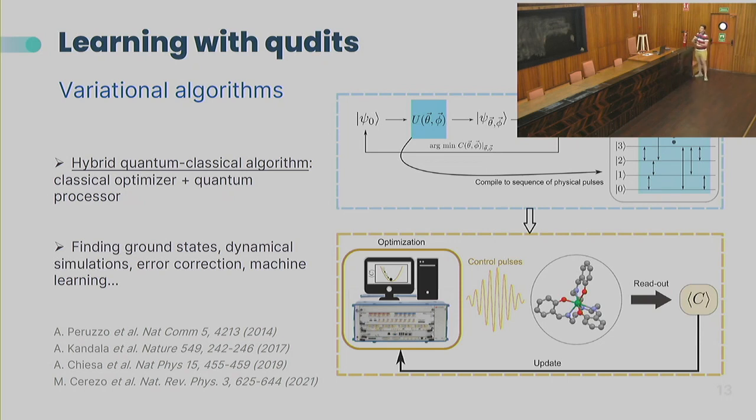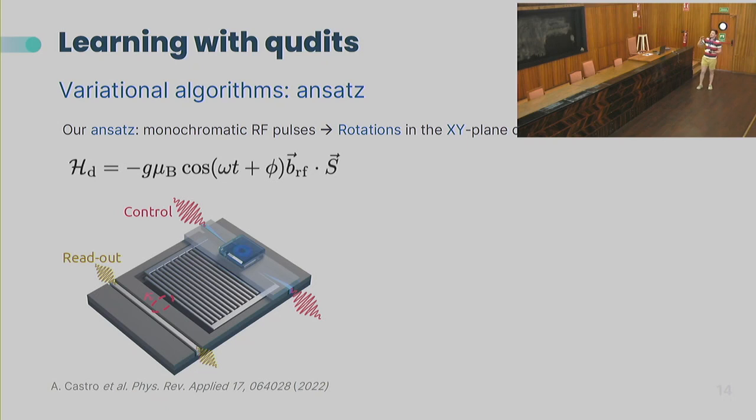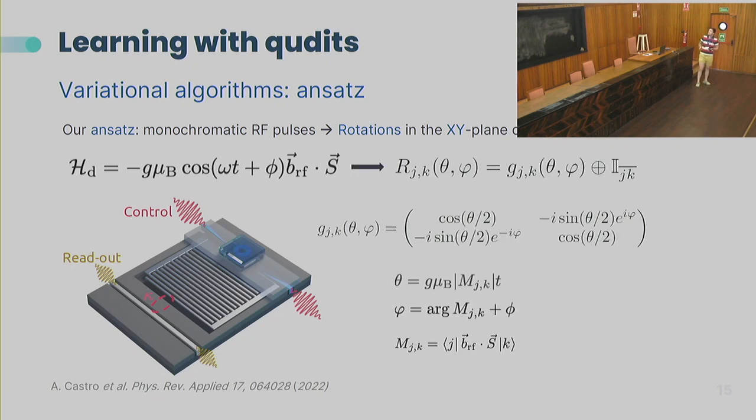So the first tool is going to be a variational algorithm. I am not going to explain again what this is. What I'm going to explain is which type of ansatz we are going to use. Following Alba's advice, we go to the lab and ask our experimental colleagues, what is the simplest operation you can perform in the lab? They think and say, well, a monochromatic radio frequency pulse. And we say, okay, we are going to use this as our ansatz.